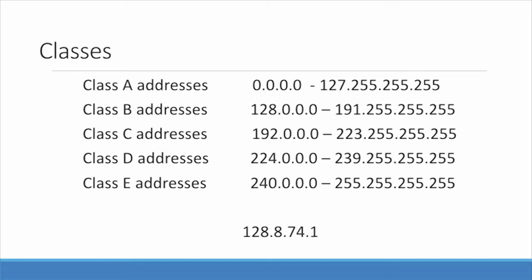For example, you can readily see that this IP address that I put on here, 128.8.74.1, would fall into the range of a Class B network because it falls within that range of addresses. And we would identify that in the old days as a Class B address. So we would know it'd be part of a large organization.